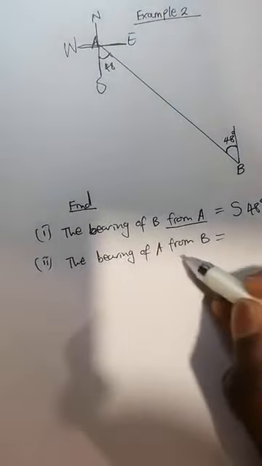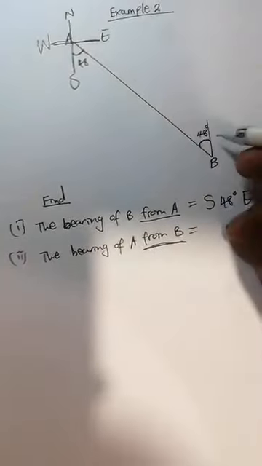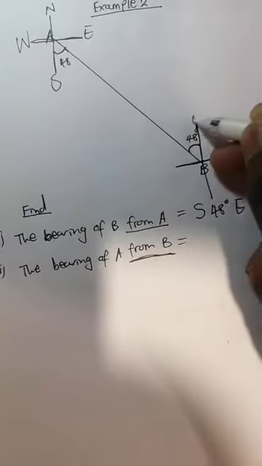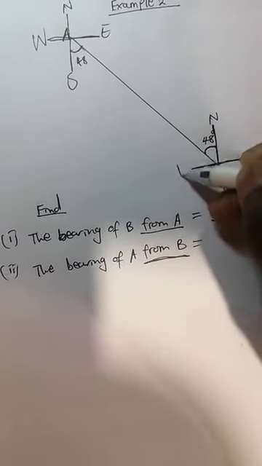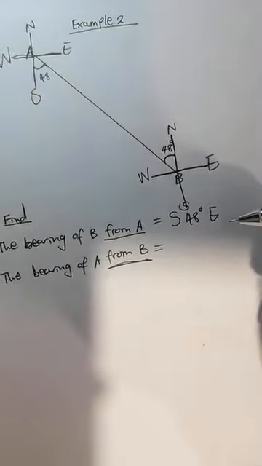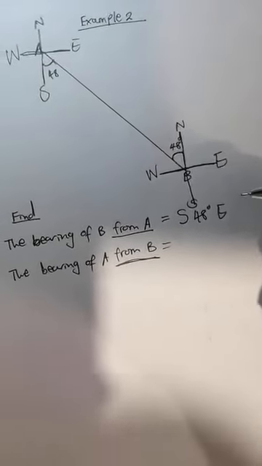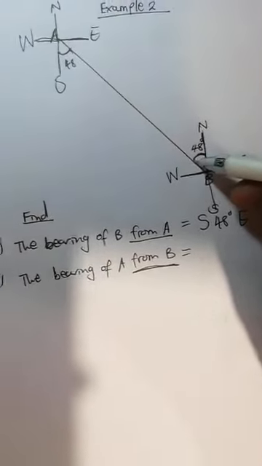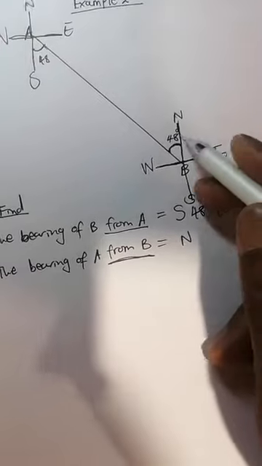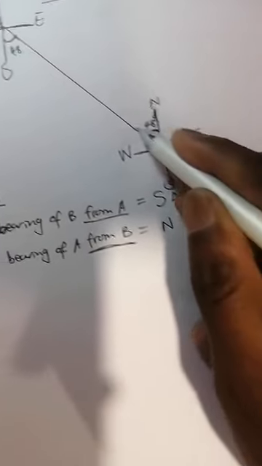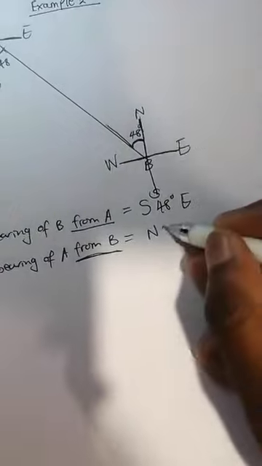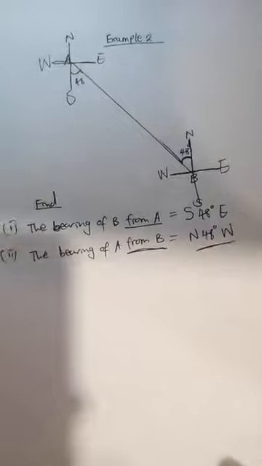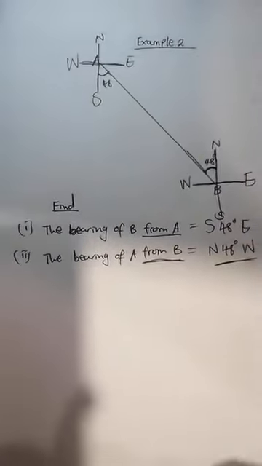Okay, the next one, from B, bearing of A from B, you go to point B, you draw your compass points: north, south, west, and east. So it's north 48 degrees west, north 48 degrees to the west. This is how we answer compass bearing.